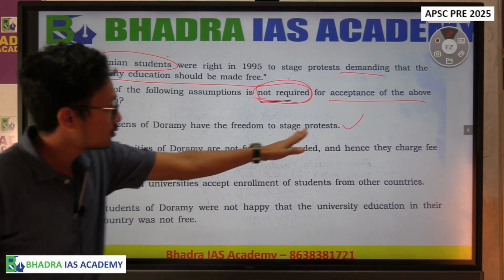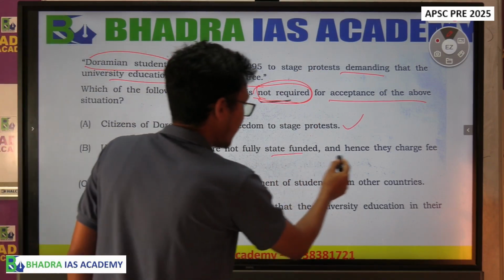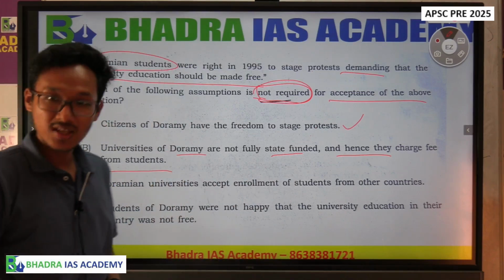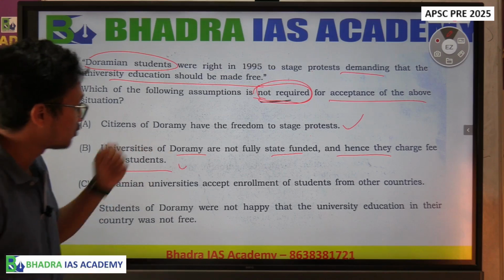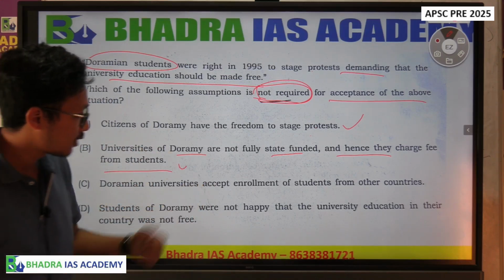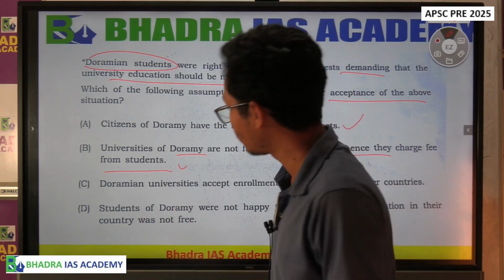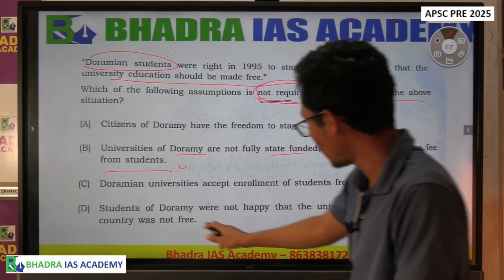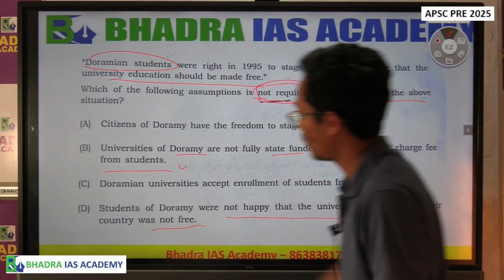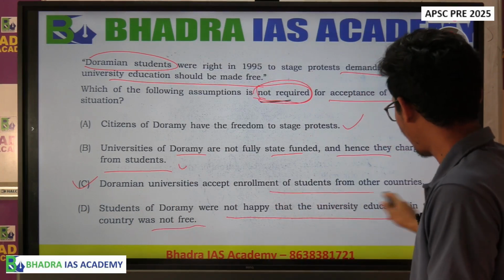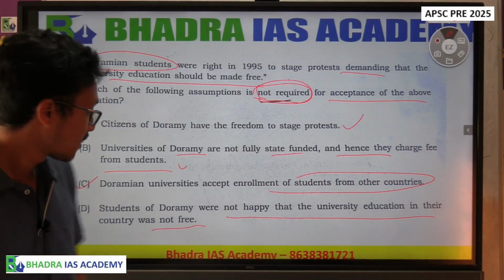University of Dorami are not fully state funded and hence the charges from the students: yes, so they protested because of this, so this is needed. That is not our answer. Doramian University accept enrollment for students from other countries: it says students from other countries are admitted, then the last option, students of Dorami were not happy that university education in their country was not free: yes, they protested for that. So our option will be correct, C. Here nothing is mentioned about foreign students, so the correct answer is option C.